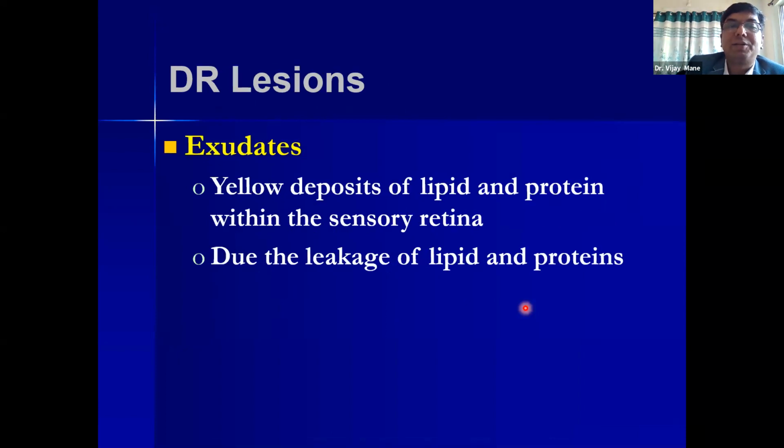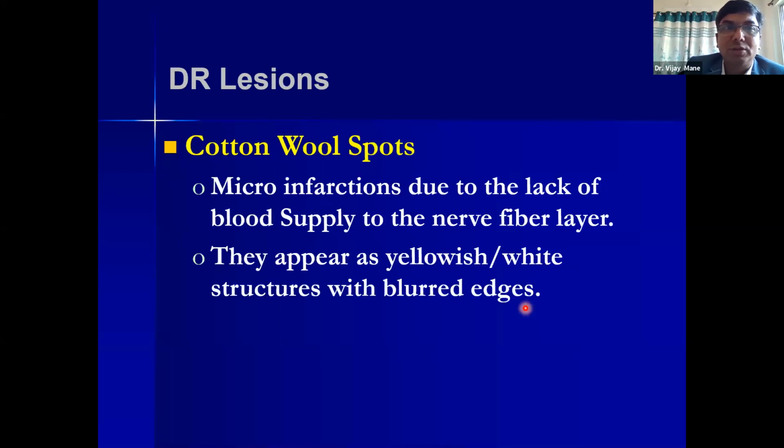So exudates are related to leakage of lipids and proteins, which are yellowish type of protein or lipid that gets leaked into the blood. That is due to this leakage of blood and proteins, called exudates. I will show you that.